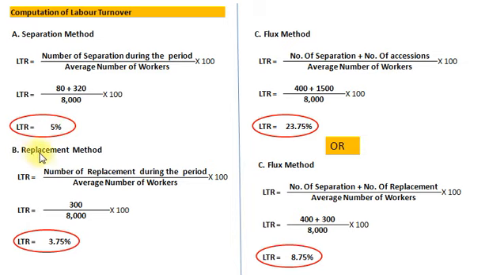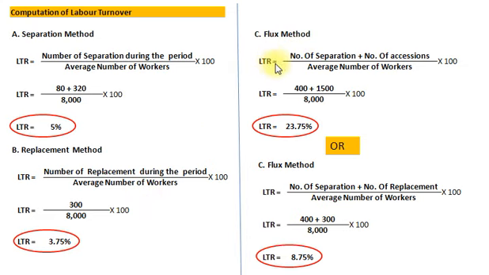Now B, replacement method, and our formula for labor turnover rate is number of replacements during the period divided by average number of workers. In the given example, our replacement is 300 workers divided by average workers 8,000 multiplied by 100. So our final answer of labor turnover rate under replacement method amounts to 3.75%.